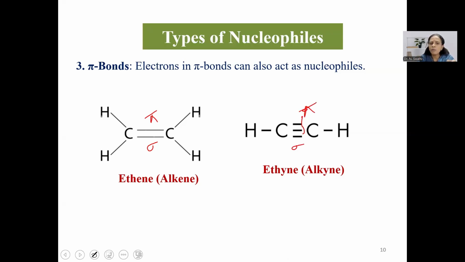When compared with sigma bond electrons, the electrons present in a pi bond are less tightly held between the carbon nuclei. That means they are easily available to undergo any type of reaction. In that way, the carbon-carbon double bond present in alkenes and the carbon-carbon triple bond present in alkynes are considered to be nucleophilic in nature. So these are the third type of nucleophiles.